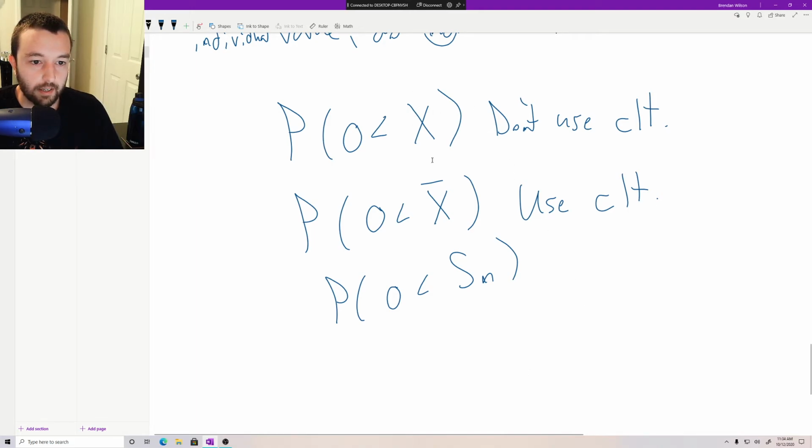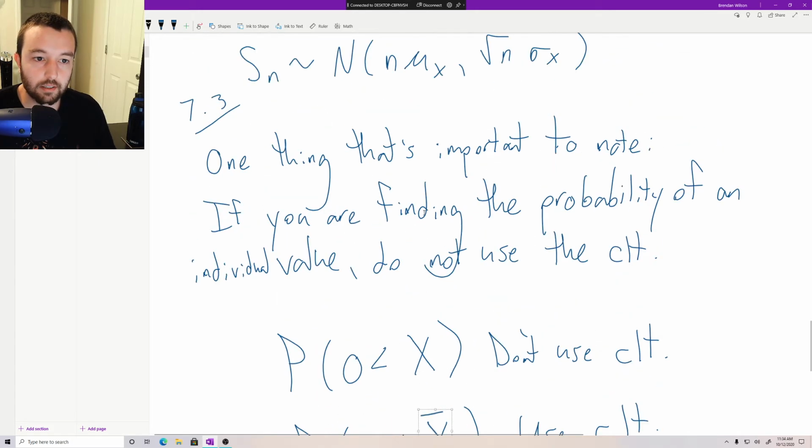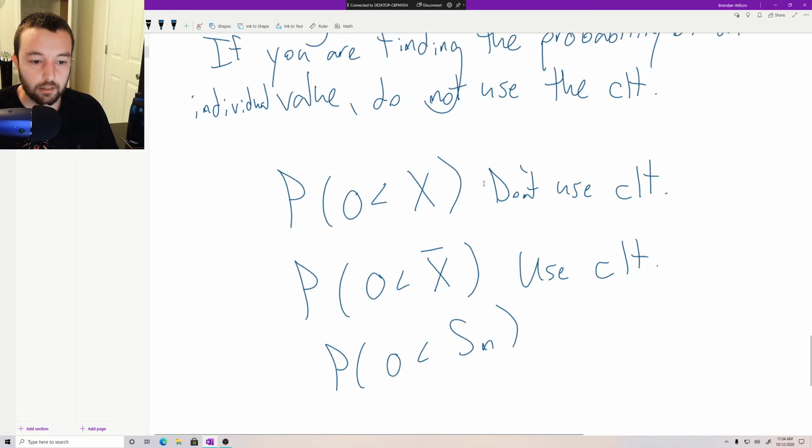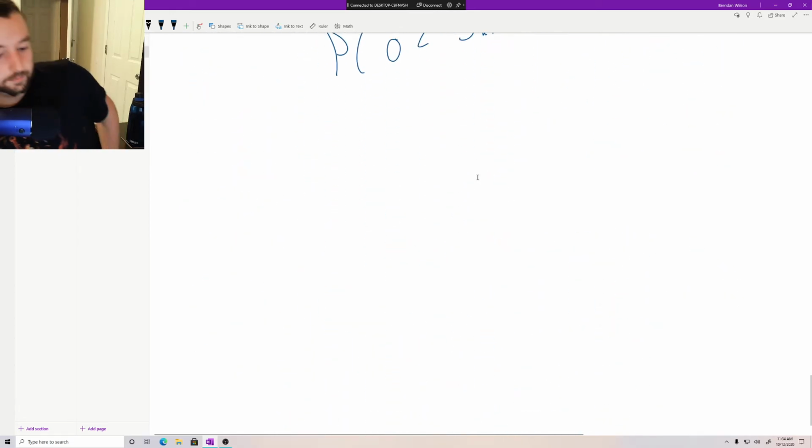So if we're told that x has some distribution with mean mu x and standard deviation sigma, and we're told that x bar is the mean of all of these x's, then we can use the CLT for this, because when I say use the CLT, we just use the fact that x bar is a normal distribution with this stuff. So we would go ahead and find the z-score, and that would be it. We'd do 0 minus whatever the mean is, divided by this number. Let me just do an example here. How about that?